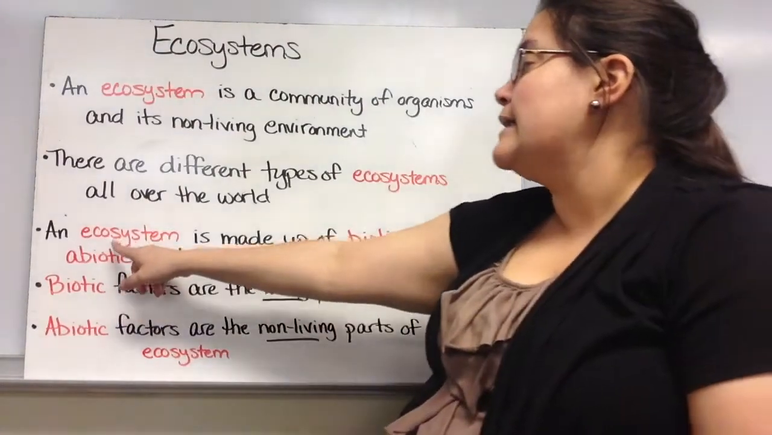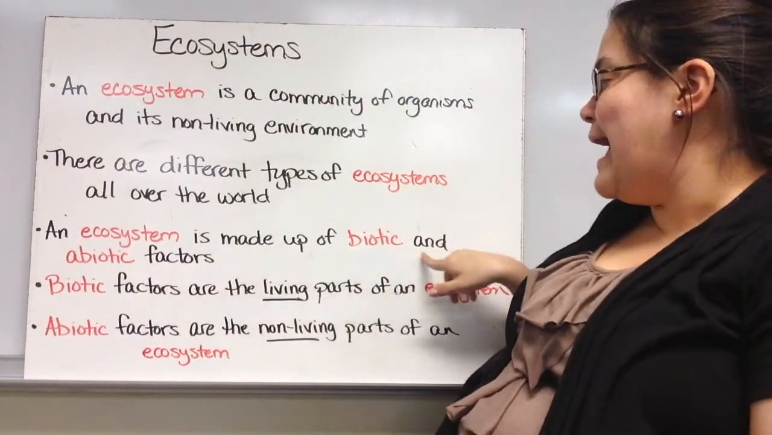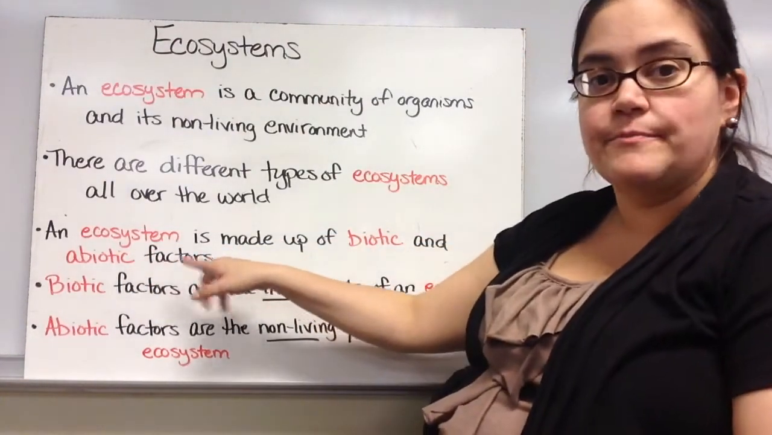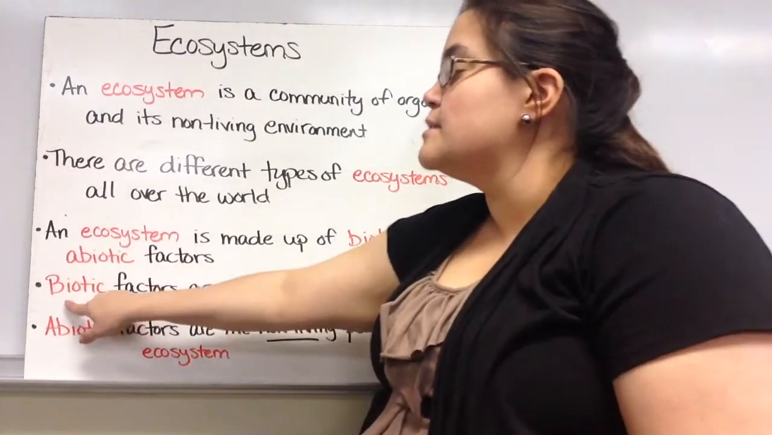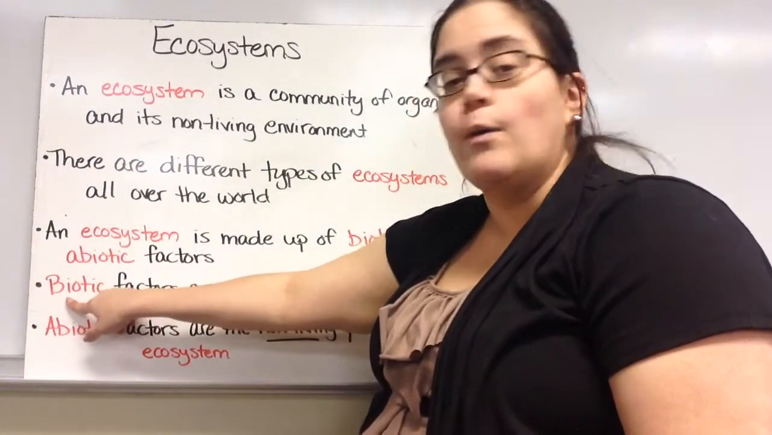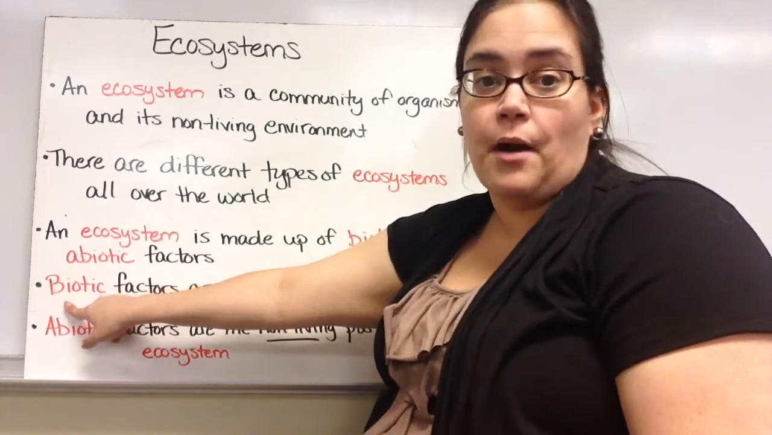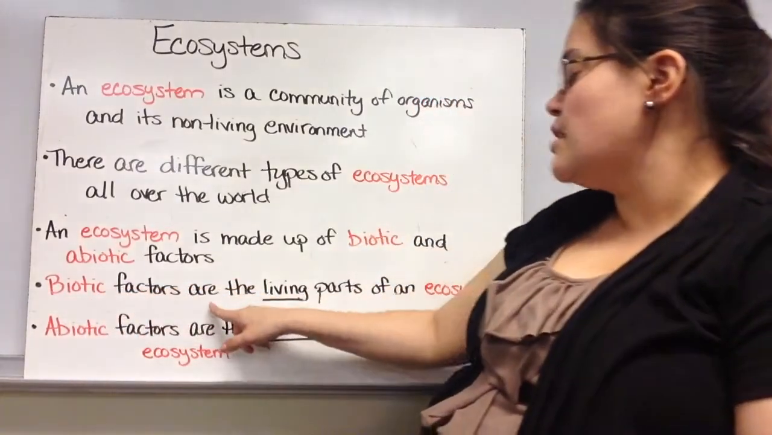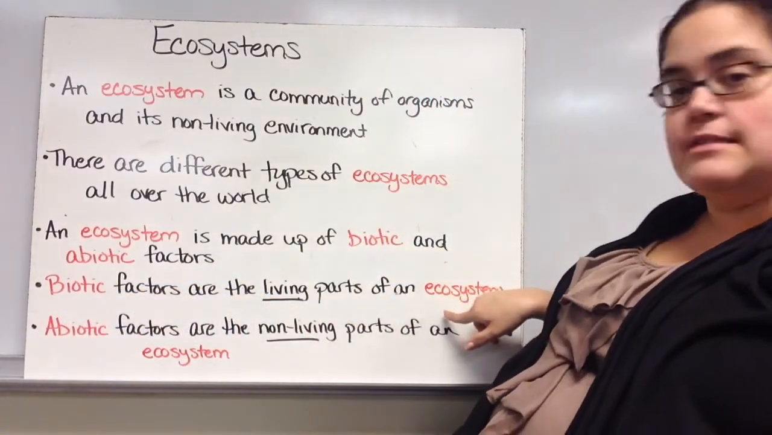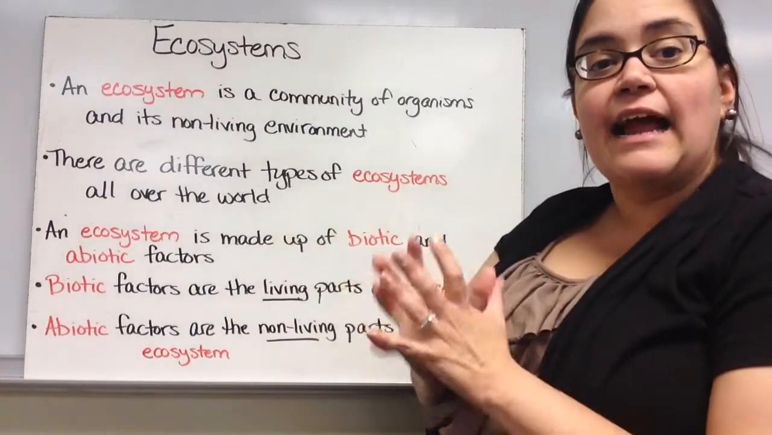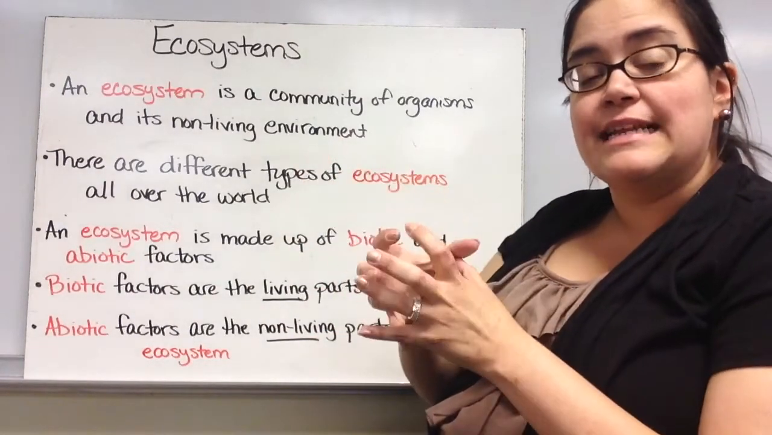An ecosystem is made up of biotic and abiotic factors. Biotic, so remember that B-I-O, bio, means living. So these are the living parts. Biotic factors are the living parts of an ecosystem. So this is anything in that area, in that environment that is alive.